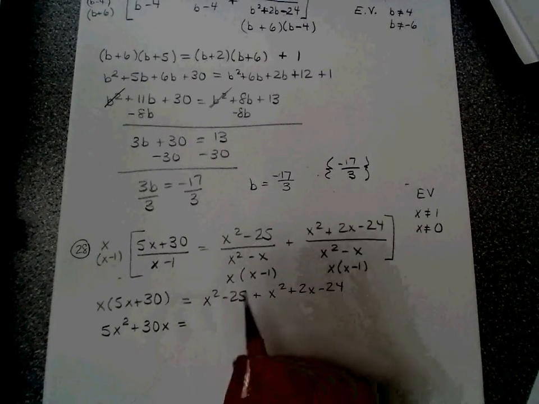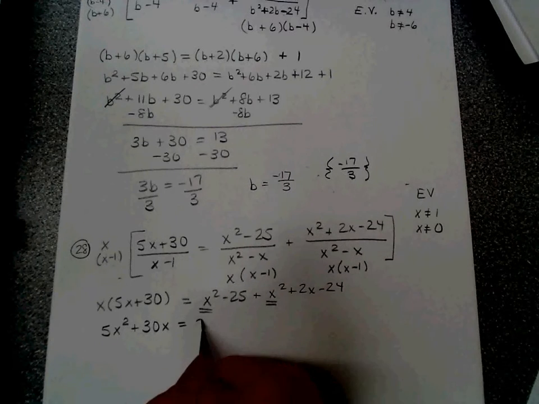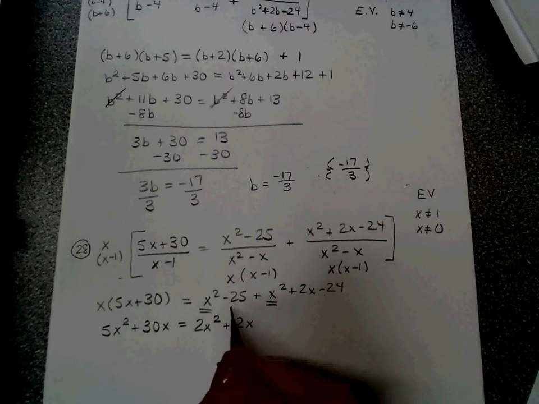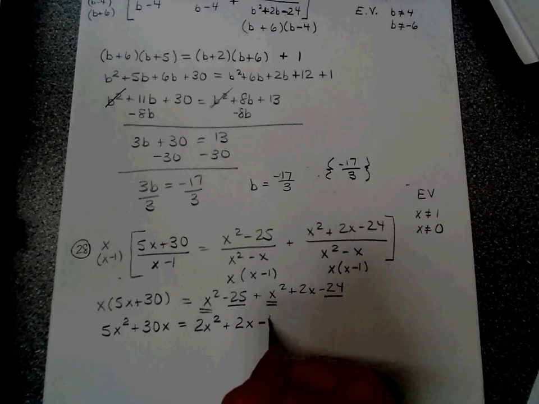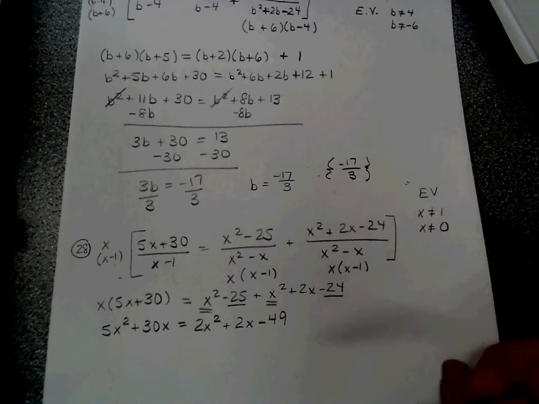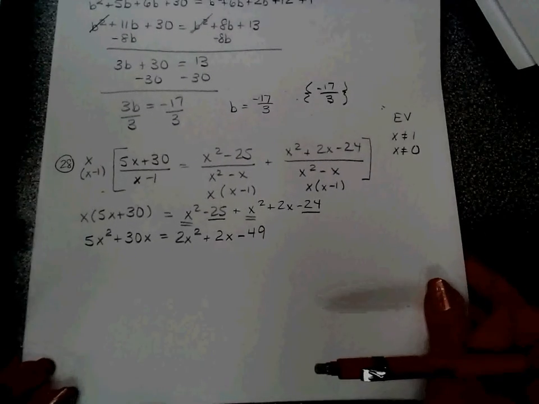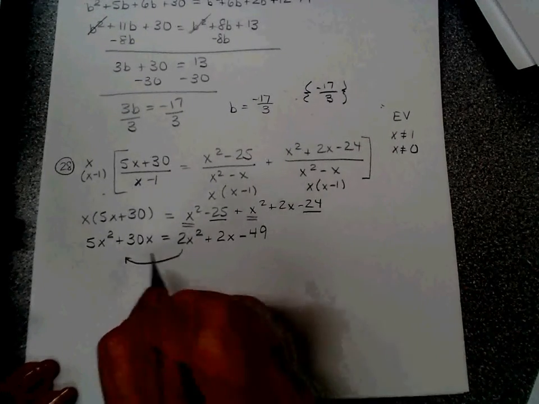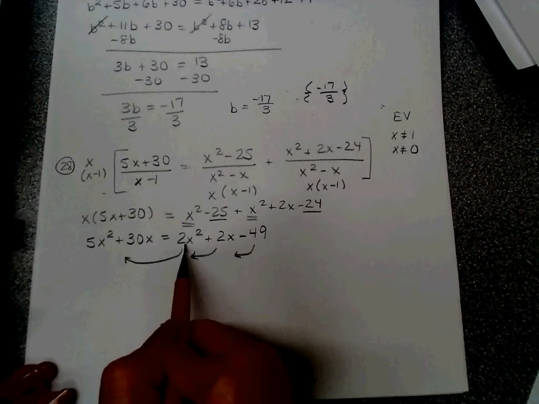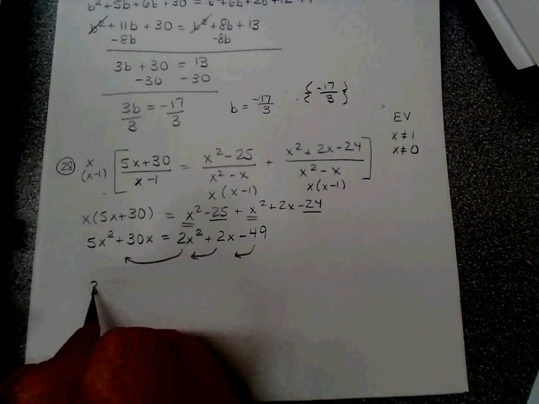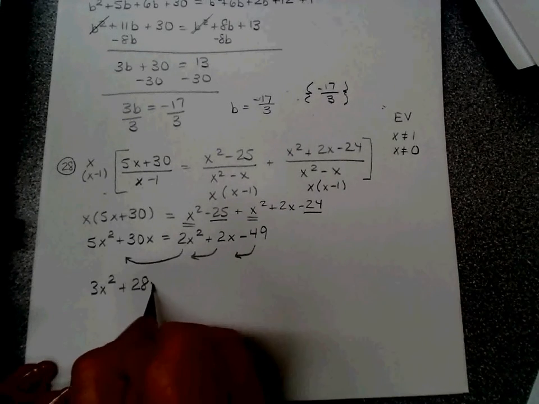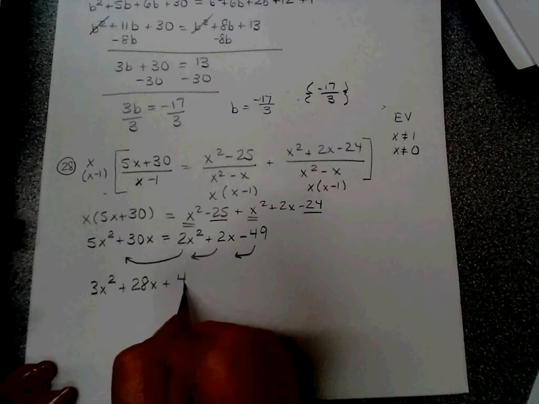Over here I'm going to combine like terms. X squared and X squared is 2X squared. There's 2X. Negative 25 and negative 24 make negative 49. Now my X squareds will not cancel in this problem. So this is going to be a quadratic problem. I've got to get everything equal to 0. So I'm going to move it all that direction, which will give me a positive. So when I subtract 2, I have 3X squared. Subtract 2X, that gives me 28X. Add 49 equals 0.